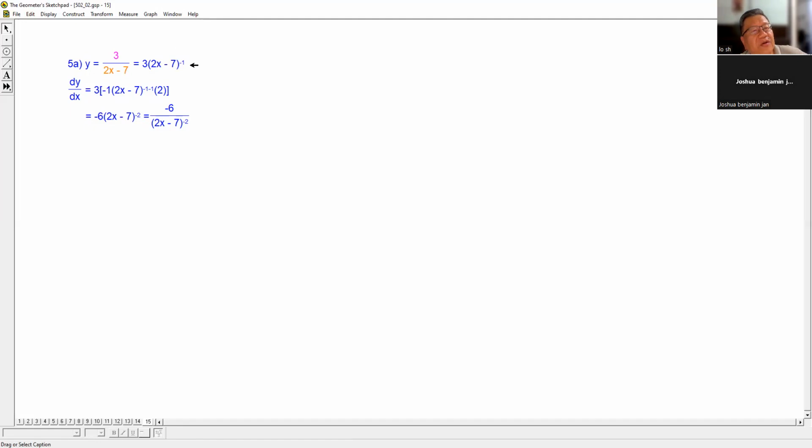So if I want to differentiate it, I just differentiate a composite function. 3 I don't differentiate. Bring down the -1. Then -1 minus 1 some more. Differentiate inside the bracket, I have 2. So 2 times -1 times 3, -6. This one is 2x minus 7 to the power -2. You bring it to the bottom. You see that the answer is the same.